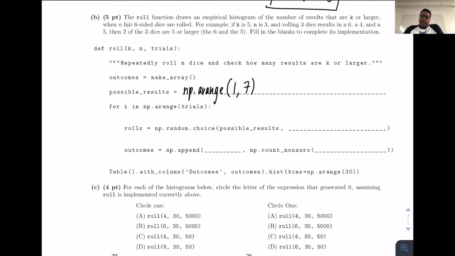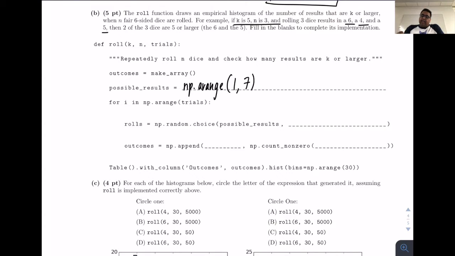So for i in np.arange(trials), meaning repeat this following block trials times, 5,000, 50, 10,000, whatever it is, rolls is going to be np.random.choice(possible_results, ...). Well, what's this asking us? This is asking us how many times we want to roll this die, right? Going back to our example, if n was 3, we took 3 results of the die. We rolled it once, we got a 6, we rolled it again, we got a 4, rolled it again, we got a 5. So we had to roll it n times. So what we want to do is n times randomly pick a result, 1, 2, 3, 4, 5, or 6.